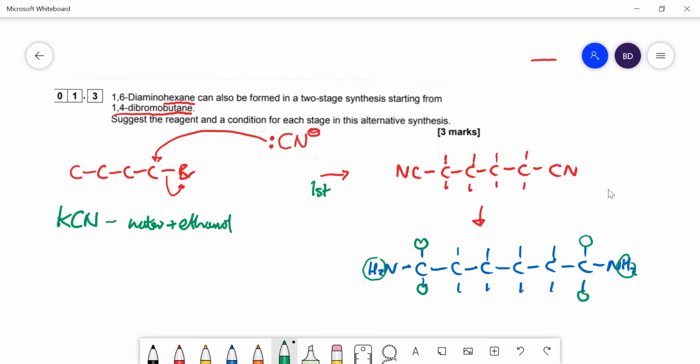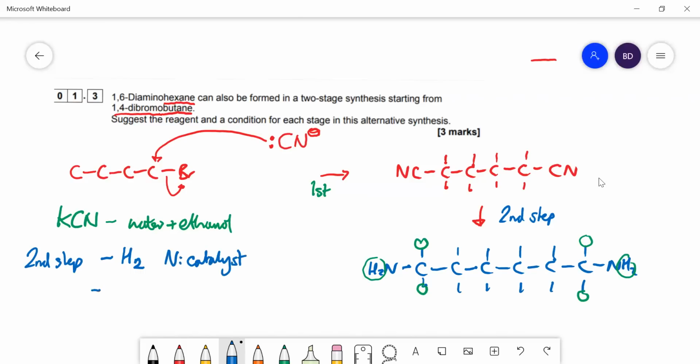Okay, in order for that to work. Now for this second step here, that's a reduction. Now there's two different ways of doing that. You can either use hydrogen gas and a nickel catalyst. That's one possibility. Or the other thing you could say is you could use lithium aluminium hydride. Now, whenever you say that, to get the mark, you've got to say that it's used in ether. Ether is the solvent there.